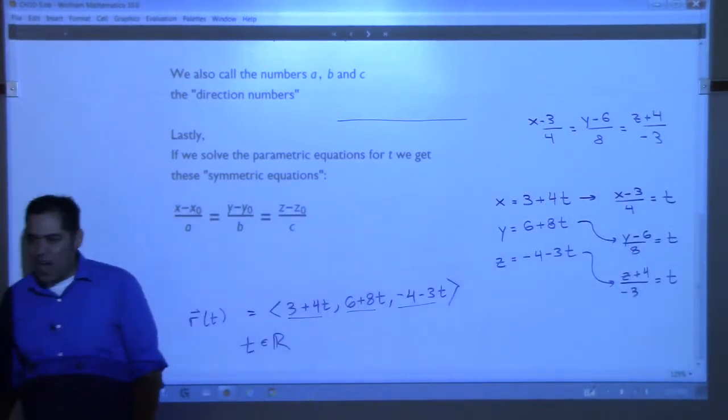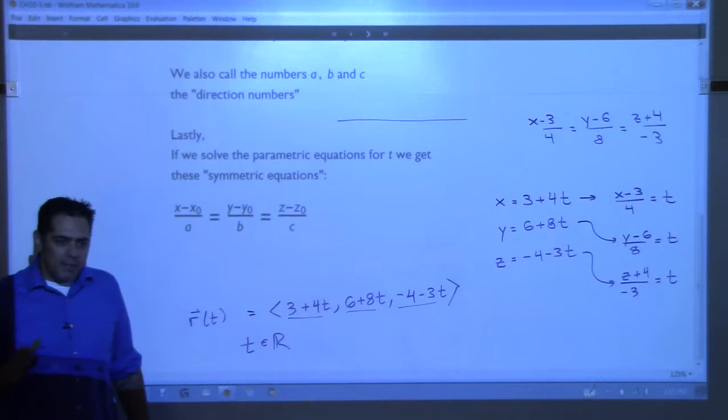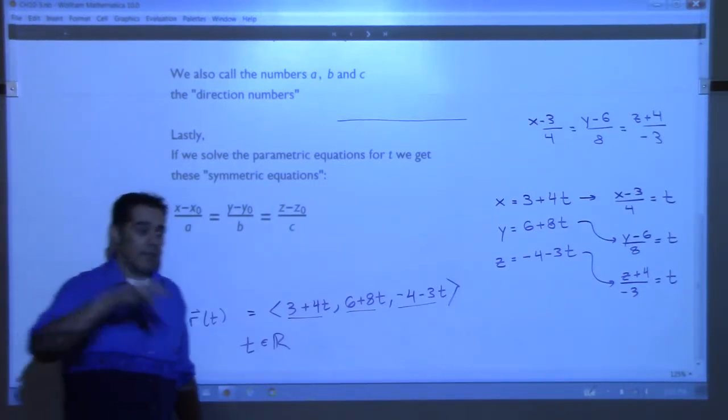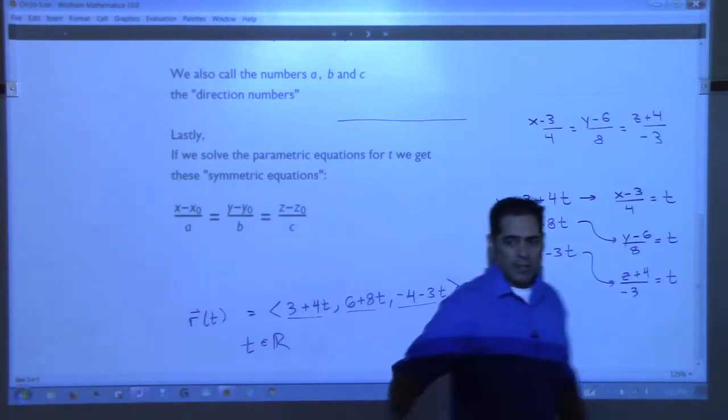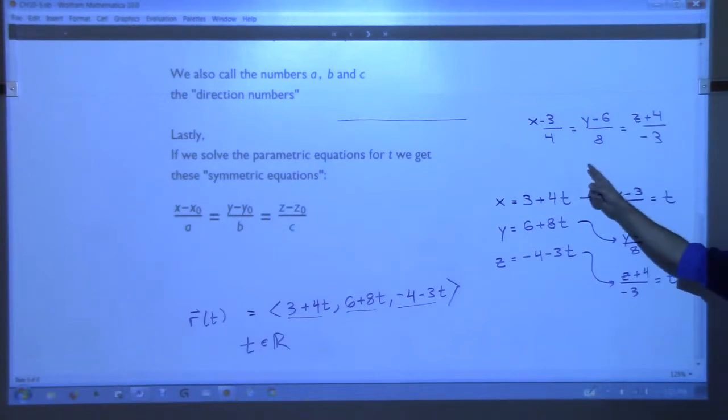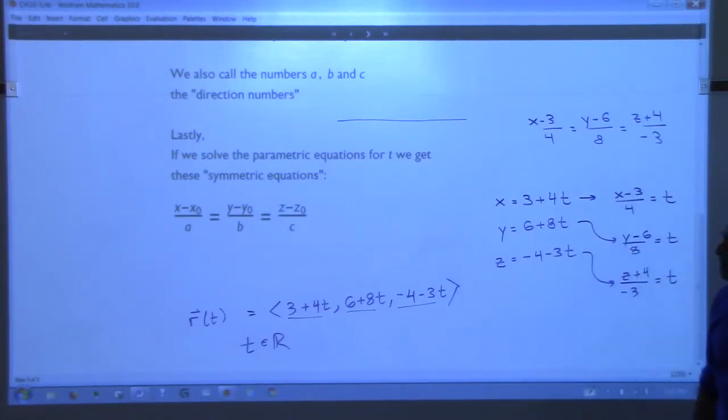So when it comes to lines, using vectors now in two-dimensional space or three-dimensional space, we have three ways we can represent them. Vector equation, parametric equations, symmetric equations. And they all have their pros and cons, I guess. Sometimes it's best to look at the symmetric equations. Sometimes it's best to look at these. Sometimes it's best to look at that.